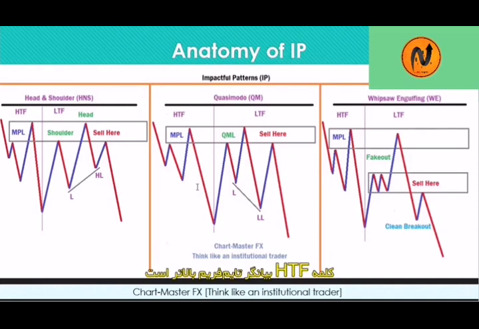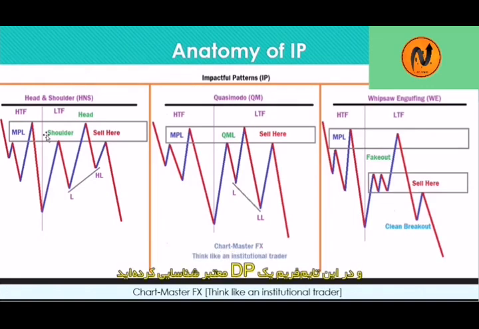So guys, as you can see here, this HTF represents a higher time frame. If I have said in the conditions of the impactful pattern that there should be a higher time frame and a lower time frame, let's say you have decided to trade these impactful patterns alone. What you do is go to a higher time frame. Let's say you are on M30. Remember, M30 is our highest time frame in this scenario.